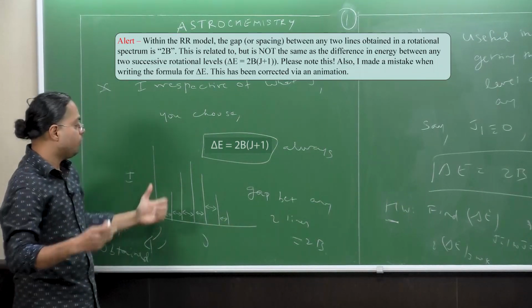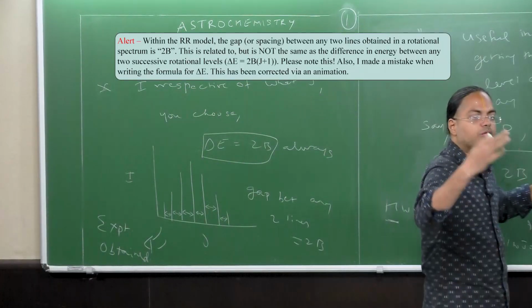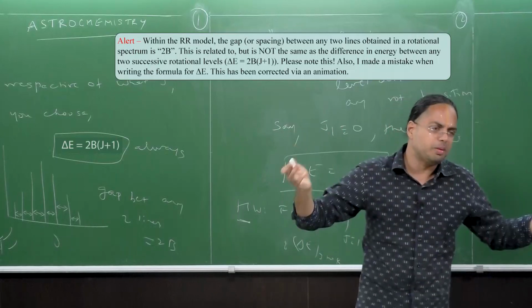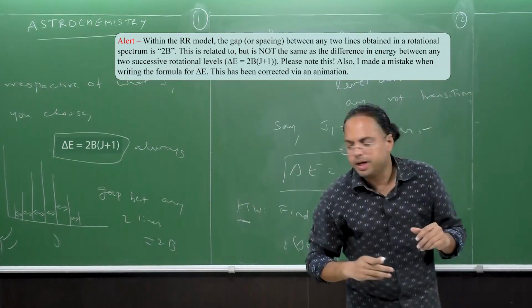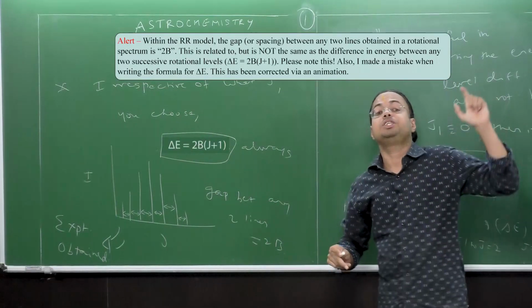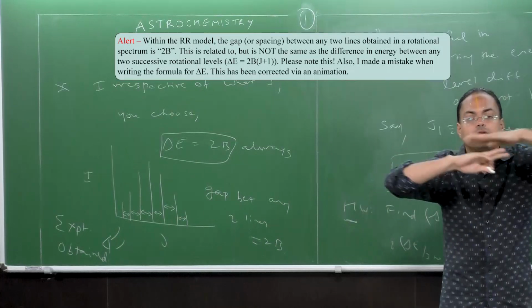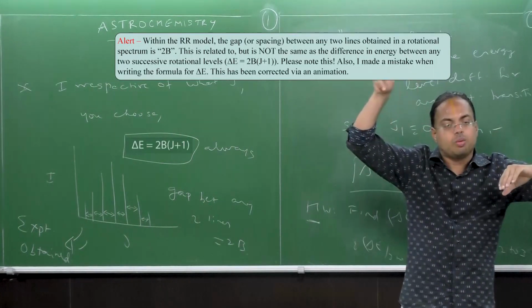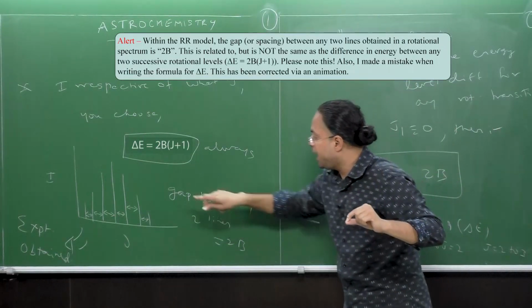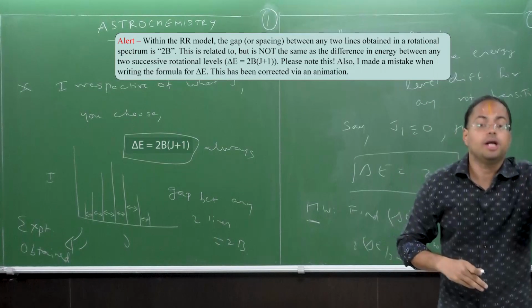Now, because B is associated with the moment of inertia, recall the formula for B: it is something like h squared divided by 8 pi squared I, if we want to measure it in energy units. Moment of inertia in turn is connected not just with the reduced mass of the system, but also with the bond length, I equals mu r squared, correct? Therefore, B can be obtained by experiments, and knowledge of B gives me an idea about the bond lengths of molecules.